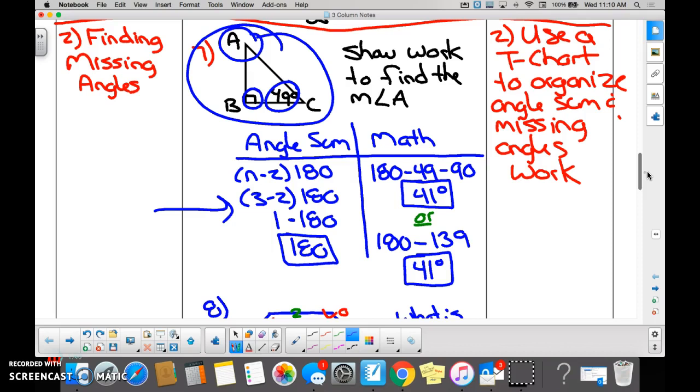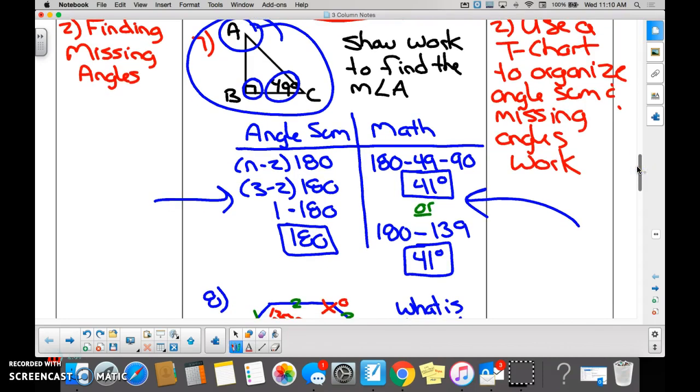Awesome. Sorry. See ya. I want you to know what the angle sum is, and I want you to show your work. On the right side is where I want you to do your math to find the missing angle. Is everybody cool with the T-chart thing? Yes. Okay, so I'm going to skip down. Oh, and by the way, this or right here, see that or?